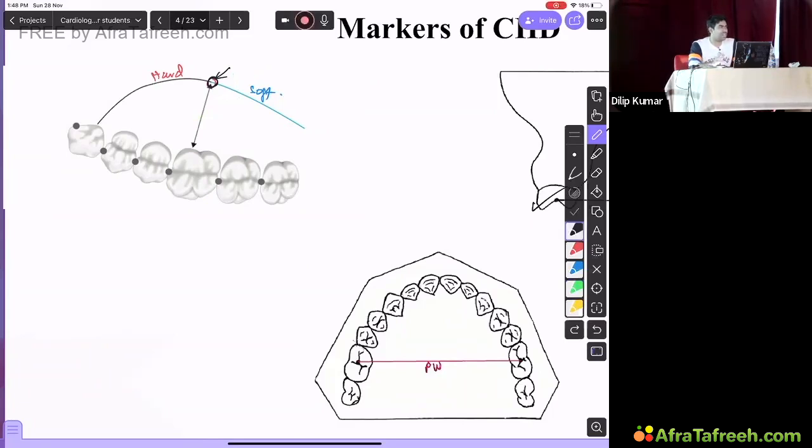So the standard definition says it should be the first molar in the horizontal plane and the junction of the soft and the hard palate in the vertical plane. But some variant definitions say that it need not be the first molar. The vertical plane is fixed: the junction of the soft and the hard palate. But the line drawn in the horizontal plane can touch any one of the premolar, molar, or even a canine, but it should be the shortest distance possible. So that is considered to be the height of the palate or the height of the arch of the palate.